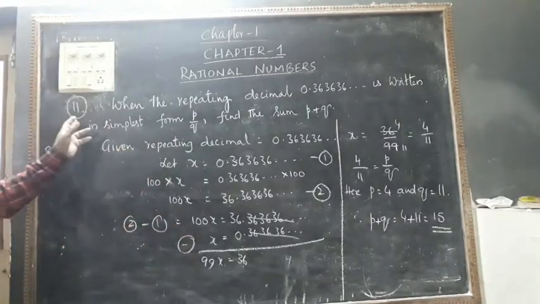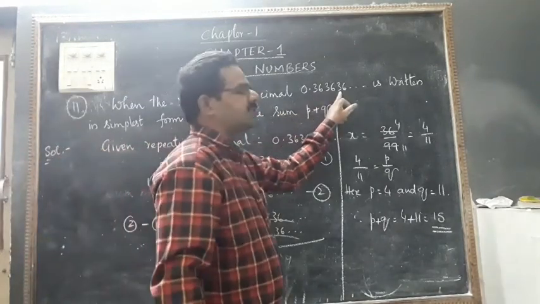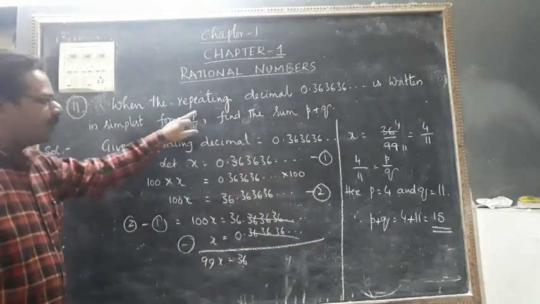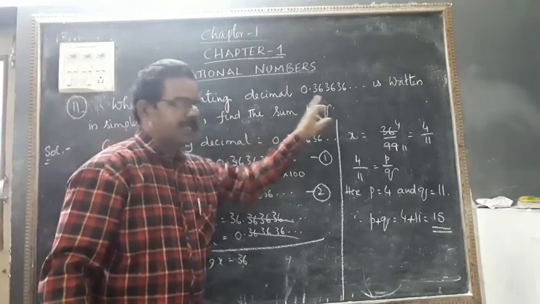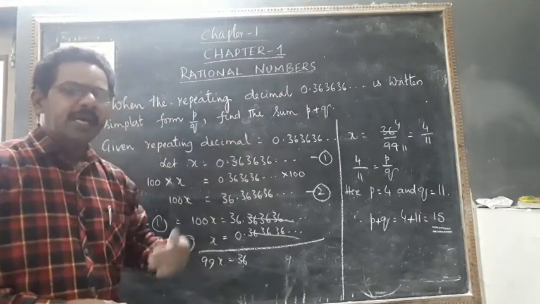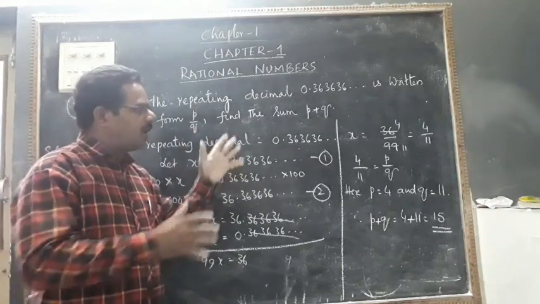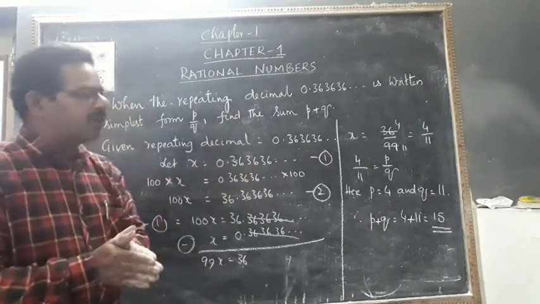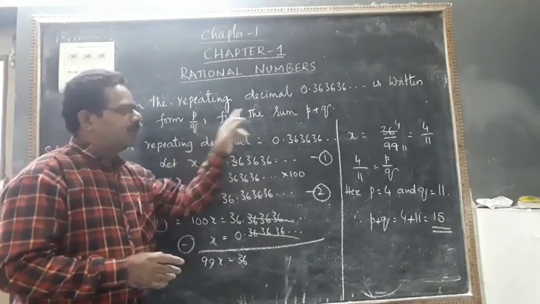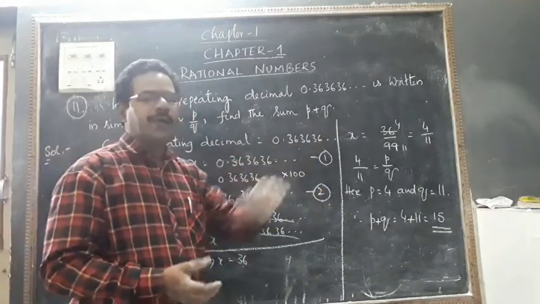Yes, coming to the last sum of this exercise, 11th sum. When the repeating decimal 0.363636 and so on is written in simplest form p by q, find the sum of p plus q. This is a non-terminating repeating decimal that can be written in the form of p by q. We have to convert it into the form p by q, and then add p and q, the numerator and denominator. That value we have to find out.